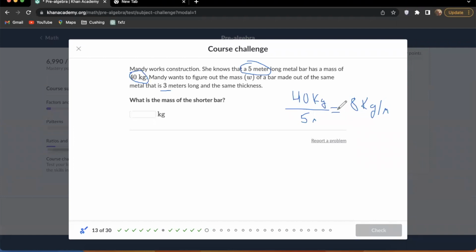For every meter, it weighs 8 kilograms. That's why 5 meters weighs 40. So that means 3 meters should weigh 24 kilograms. 8 times 3.